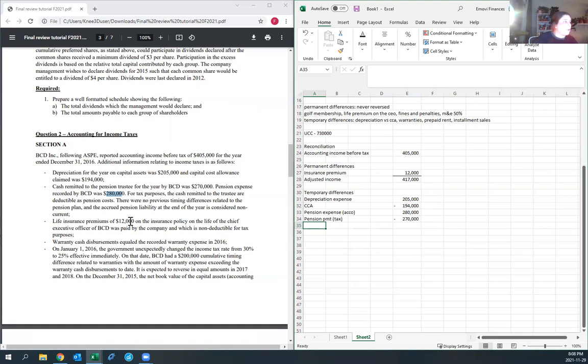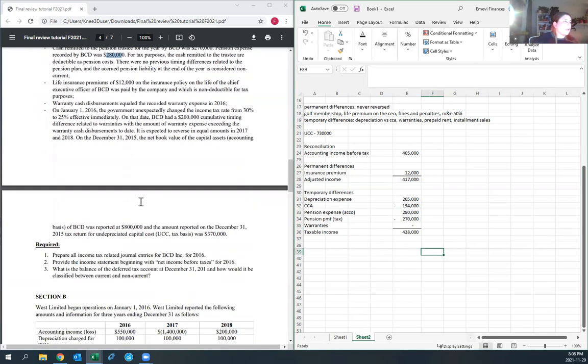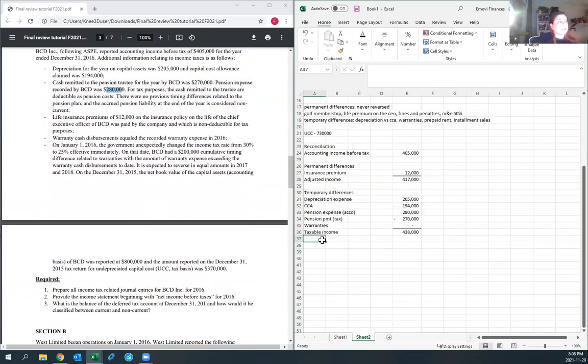And then they're talking about warranties, but there's no temporary differences for the year. So see here, the warranty cash disbursements equal the recorded warranty expense in 2016. So there's no temporary differences for 2016. So yay. And that gives us our taxable income. So our taxable income is our adjusted income plus all the temporary differences. So it's $4,038. So what I'm gonna do first, I'm gonna calculate my current tax expense. So my tax rate for 2016 is 25%. So it changed on January 1st, 2016. So for the year, it's 25%. So that's gonna be my tax rate.